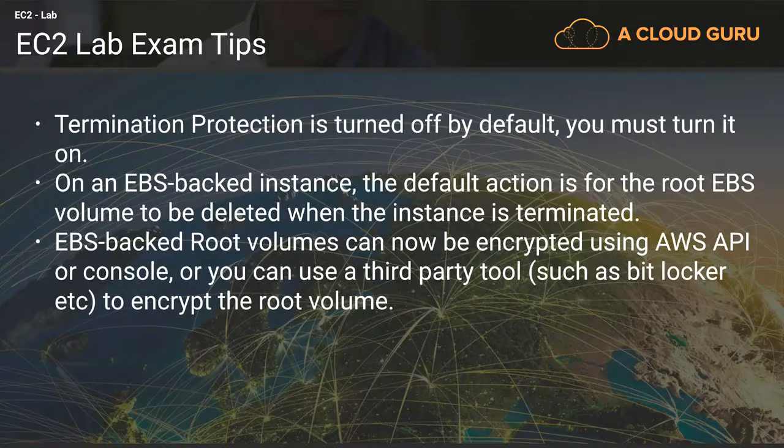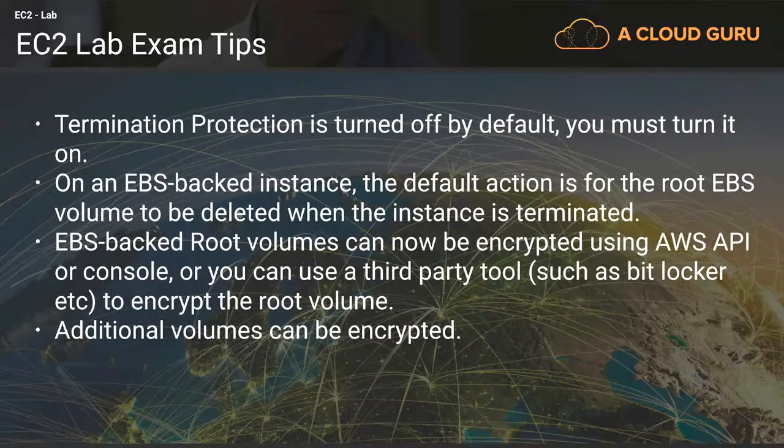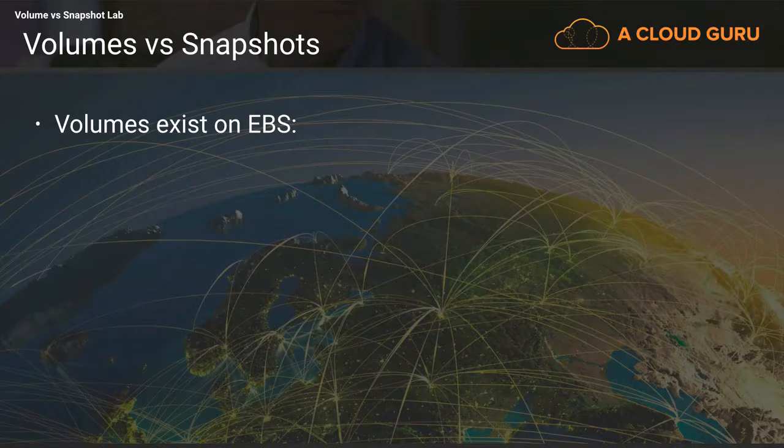Basically, if you're doing it through the console, you provision your instance, you then go in and you take a snapshot of it, and then you deploy that snapshot again, and you click encrypt the volume. Or you could use third-party tools such as BitLocker to encrypt the root volume. It's entirely up to you which way you want to do it, but that can be a popular exam topic. So remember that you can use third-party tools such as BitLocker to encrypt your root volumes, and additional volumes can also be encrypted.